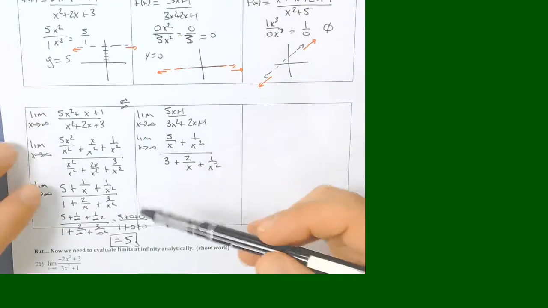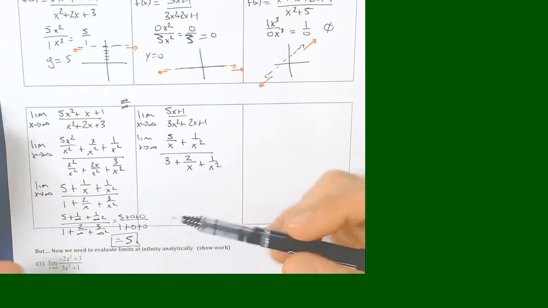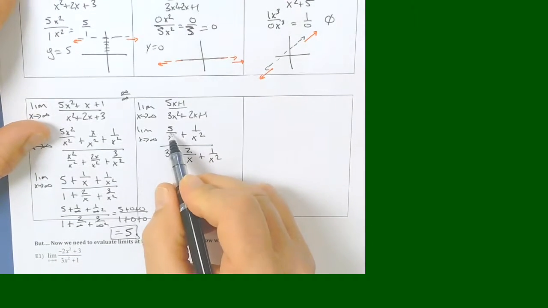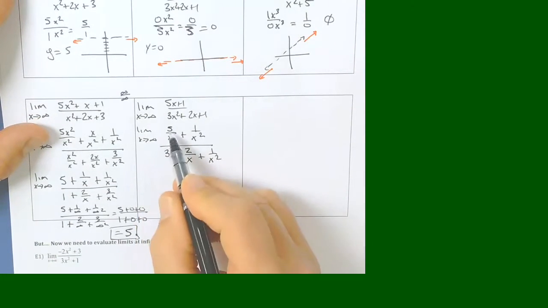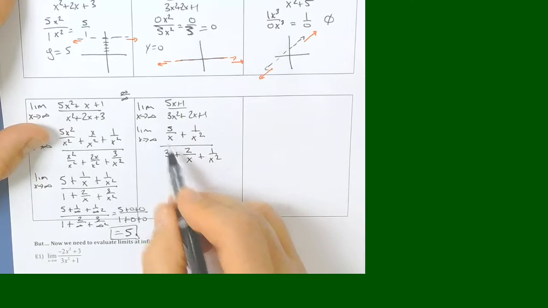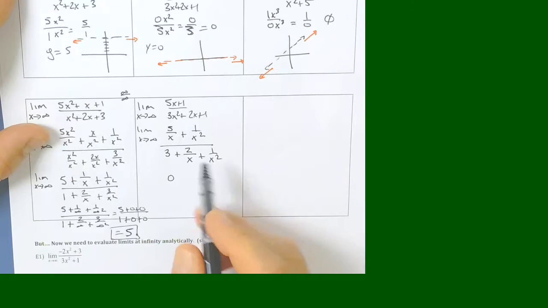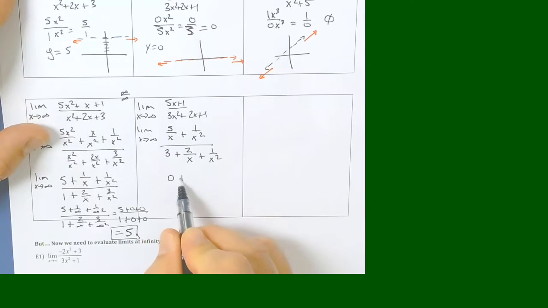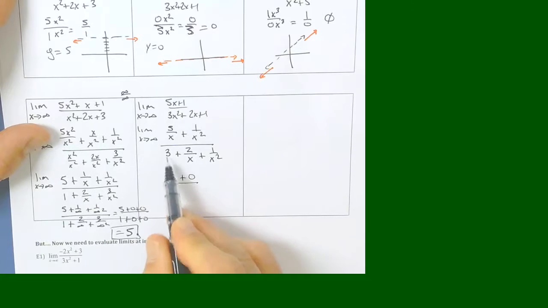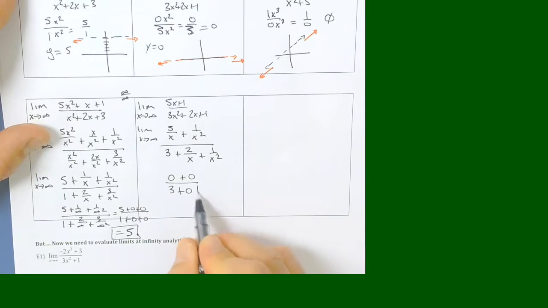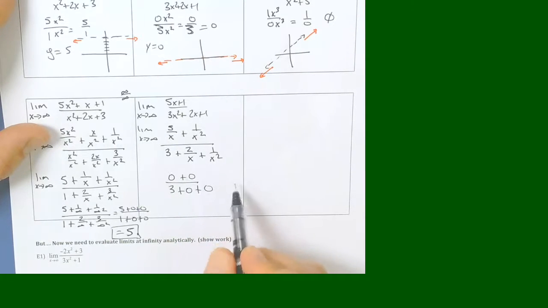I'm not going to show the infinity this time. I'm going to do that in my head as well. When I apply the limit, I no longer write it. 5 divided by infinity. 5 divided by a very large number, 0. 1 divided by a very large number squared, 0. 3, the limit at infinity of 3 is 3. 2 divided by infinity, 0. 1 divided by infinity squared, 0. 0 divided by 3 is 0.